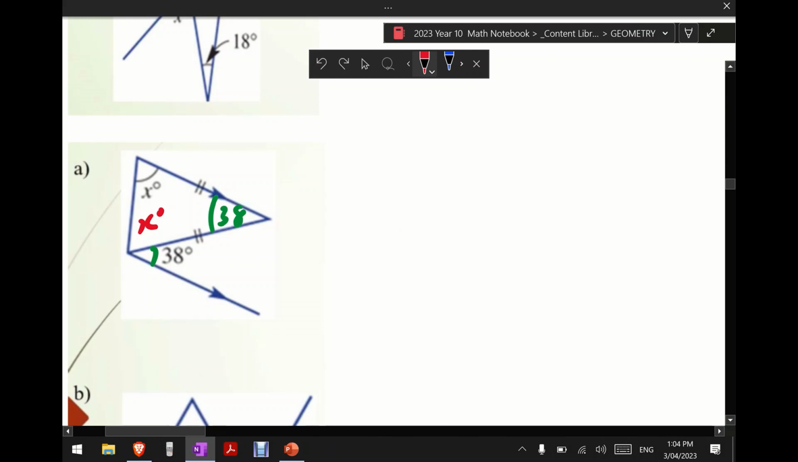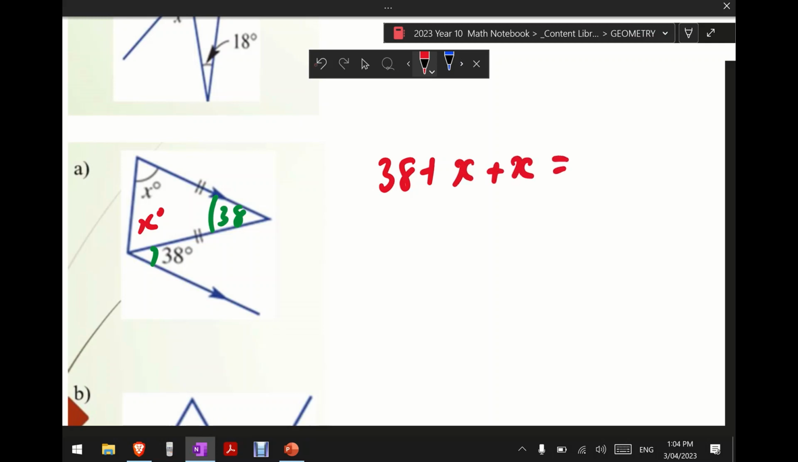So you have to learn how to do this. Now, does anyone know what happens when you put two x's together? X squared. Not quite, that's when you're multiplying, but when you're adding them, it's like saying I've got 2x. So what happens is it becomes like this: 38 plus these two become 2x, because there's 2 x's, only when it comes to adding, equals 180.